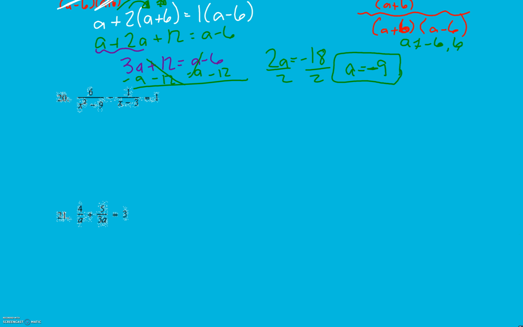20. This one I'm going to do by combining the left side just to show another way of doing them. Common denominator, because some of you might do it this way and that's totally okay. 1 is just 1 over 1.